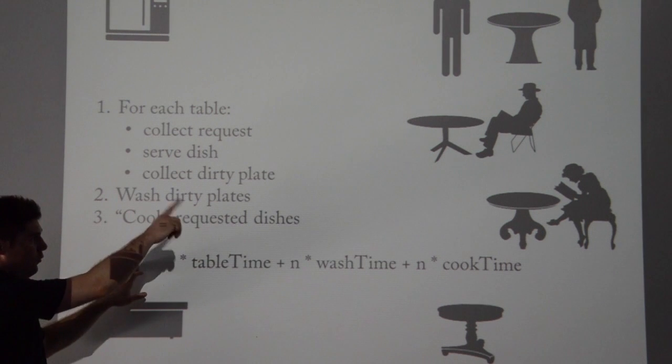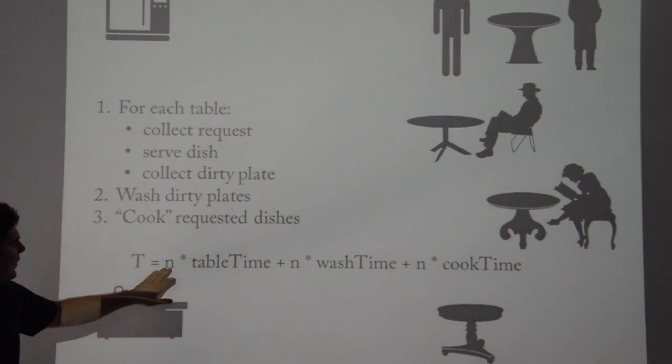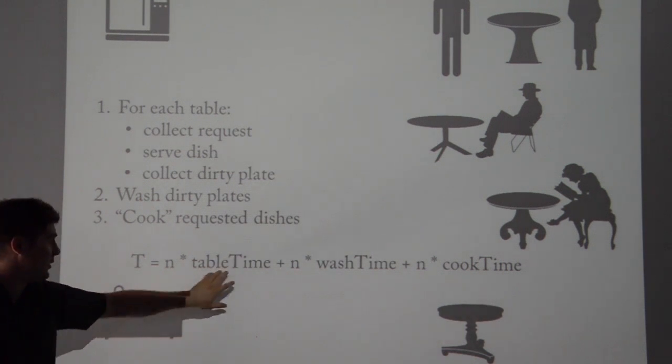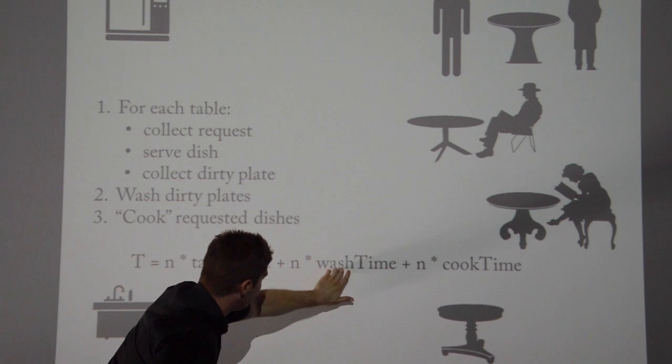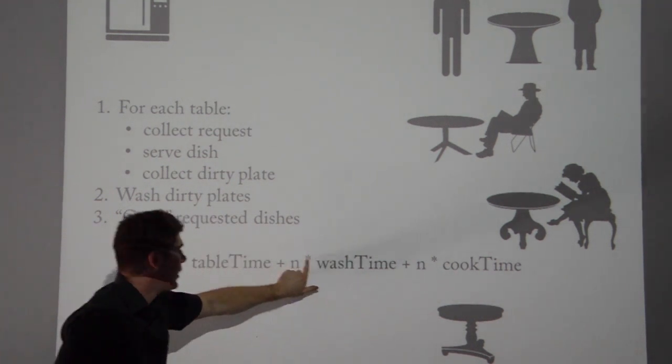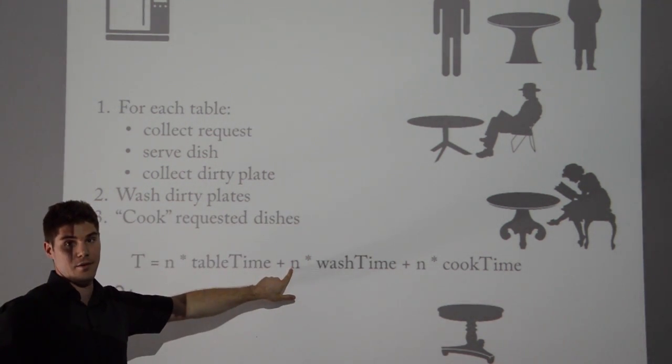And what is this time of walking around equal to? Well, it's n, where n is the number of customers, times the time spent on each table, plus the washing time for each dish, again times n. Why is it again times n?